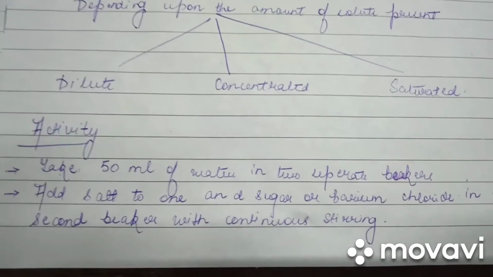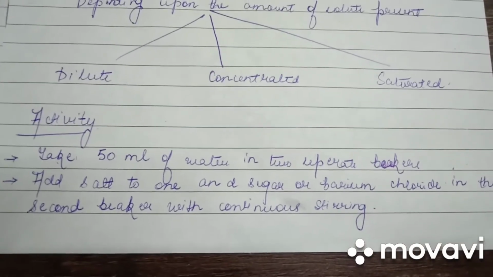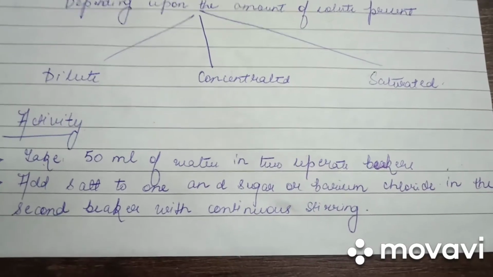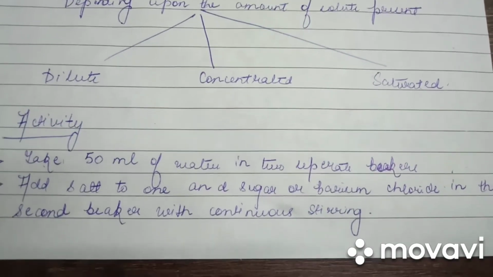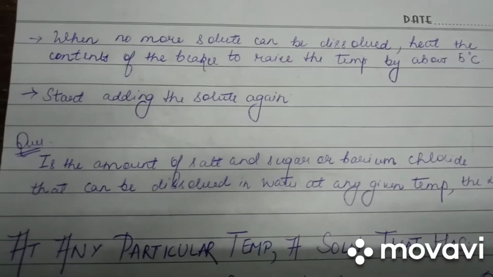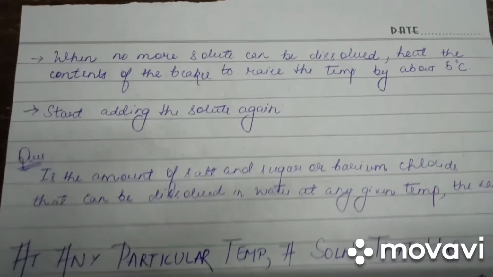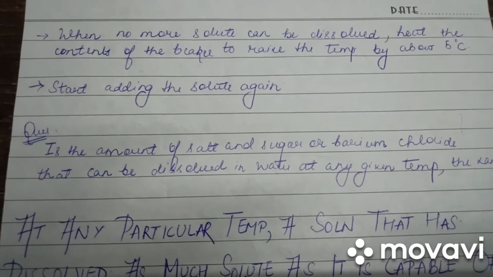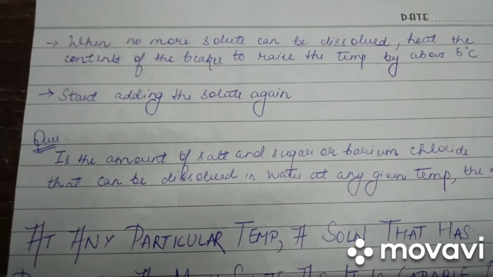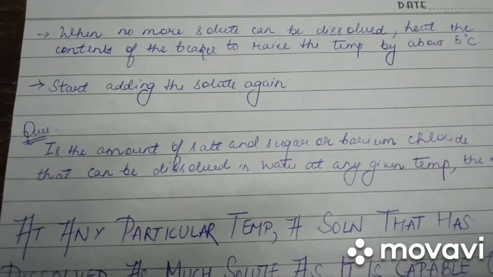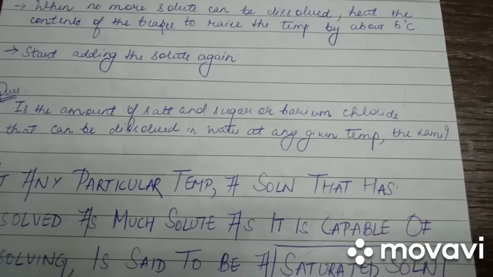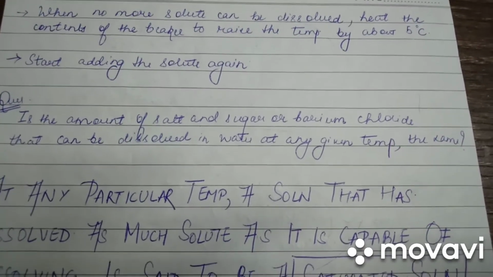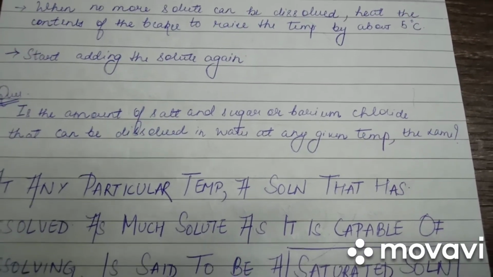Let us now consider an activity. Take 50 ml of water in 2 beakers. Add salt to one and sugar or barium chloride in the second beaker with continuous stirring. Now, when no more solute can be dissolved, heat the contents of the beaker to raise the temperature by about 5 degrees Celsius and start adding the solute again. Now, we may wonder, is the amount of salt and sugar or barium chloride that can be dissolved in water at any given temperature the same?